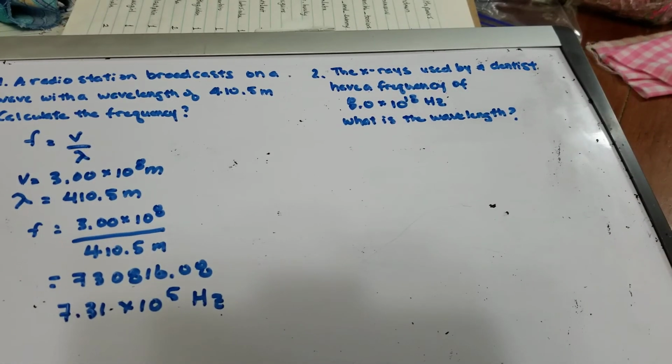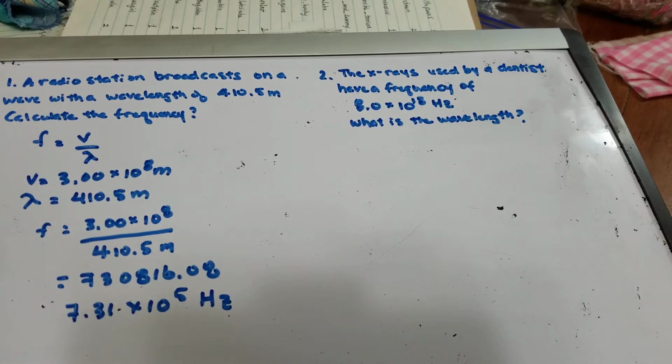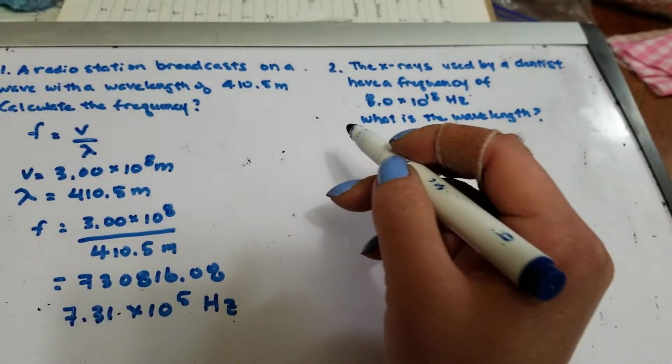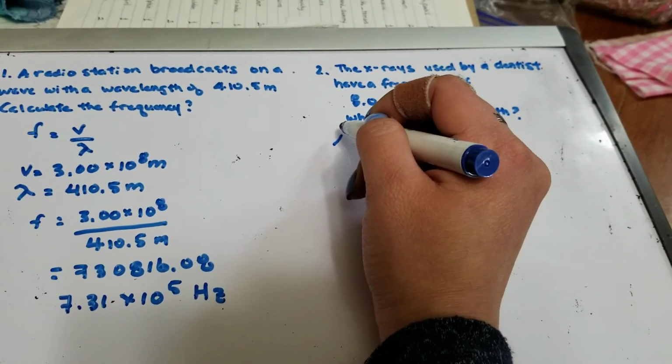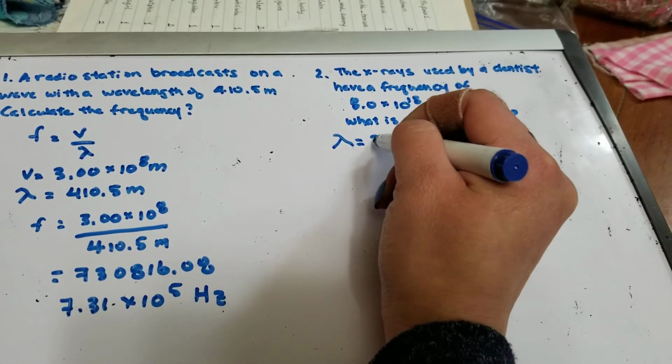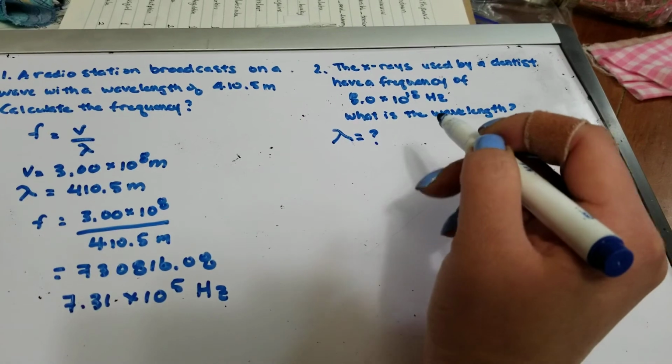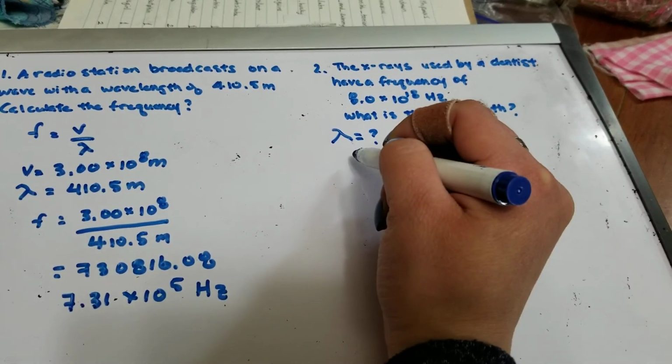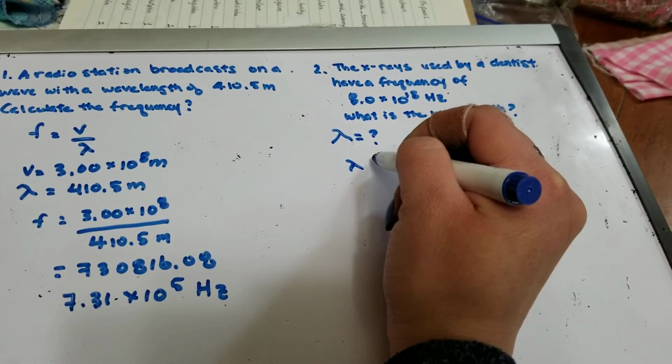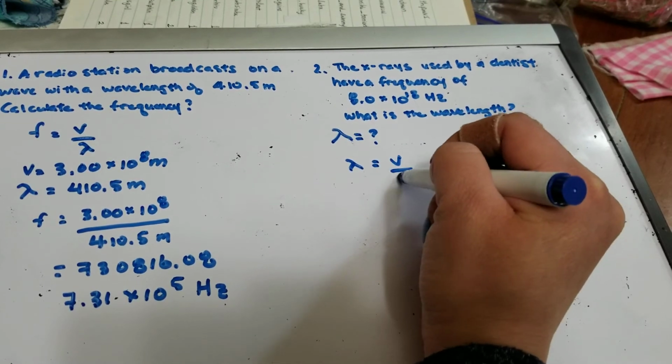Second question says the x-rays used by a dentist have a frequency of 8.0 times 10 to the 18 hertz. That's an 18 if you can't see that clearly, 18 hertz. What is the wavelength? Okay, so here we're looking for wavelength. So we're looking for lambda is equal to question mark. The formula we're going to use is lambda is equal to V over F.